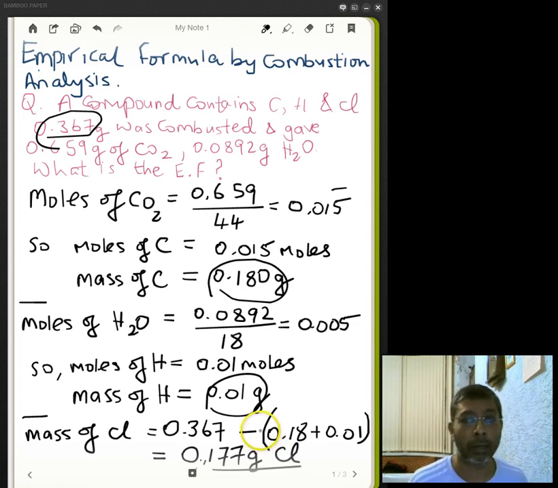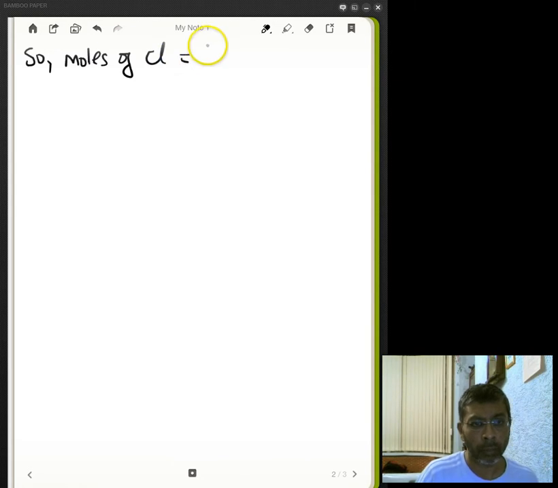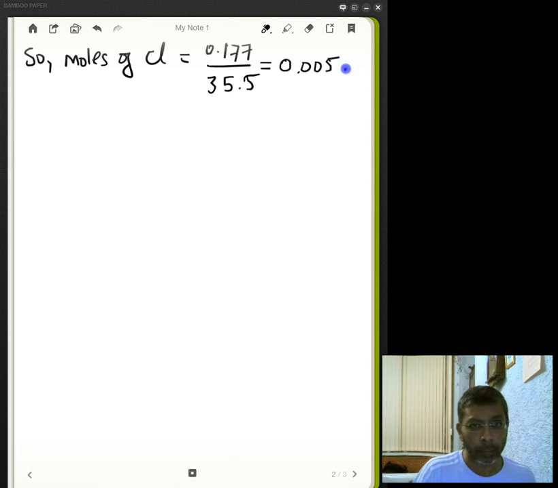Okay, right, so we've got a mass of chlorine, and you can imagine what we're going to do next is to work out the moles of chlorine. Let's go to the next page. Right, so moles of chlorine, mass over molar mass, 0.177 divided by 35.5, and that equals 0.005 moles. Right, we've got all the information we need now. Next, what we do is we do our empirical formula calculation.